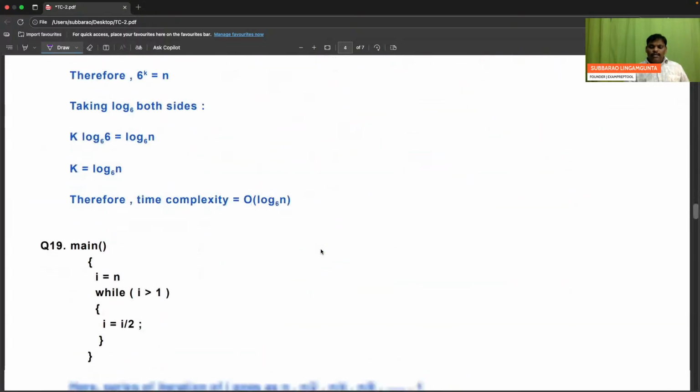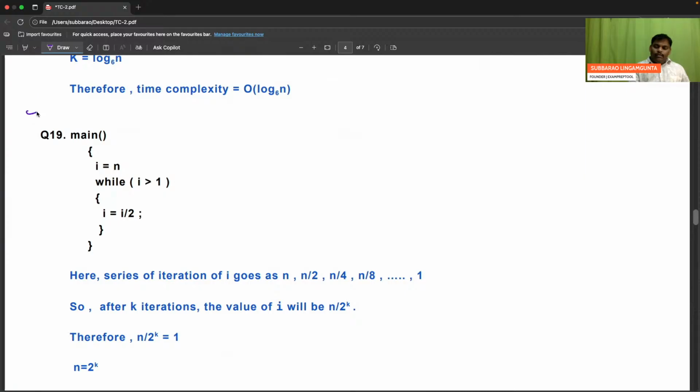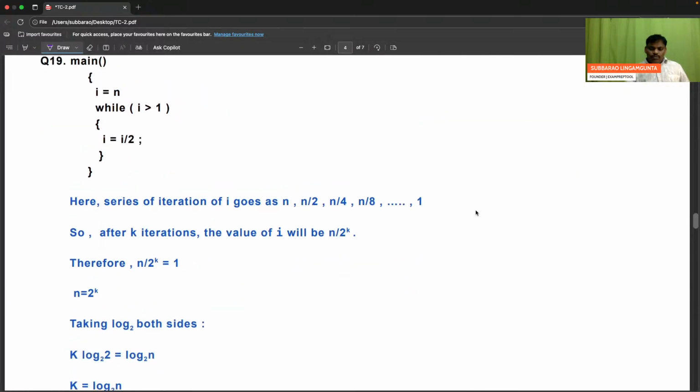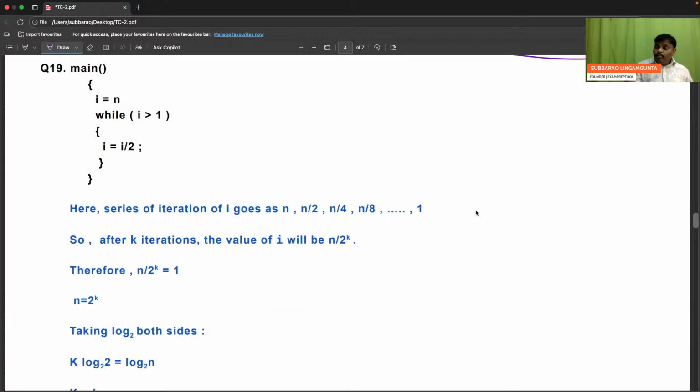Question number 18 is done. Go to question number 19. Everyone observe what question number 19 is. Remember everyone, observe. Very interesting.